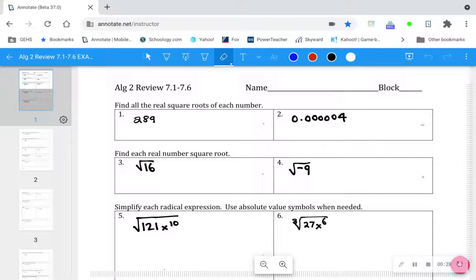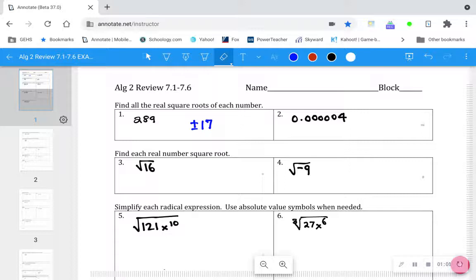At any rate, the first two problems, we're supposed to find the square roots of each number. So if you type it in your calculator, you'll get part of the answer. Square roots of 289 are 17 and negative 17. I'll explain why your calculator only gives you one of those answers. But at any rate, 17 times 17 gives 289. So does negative 17 times negative 17.